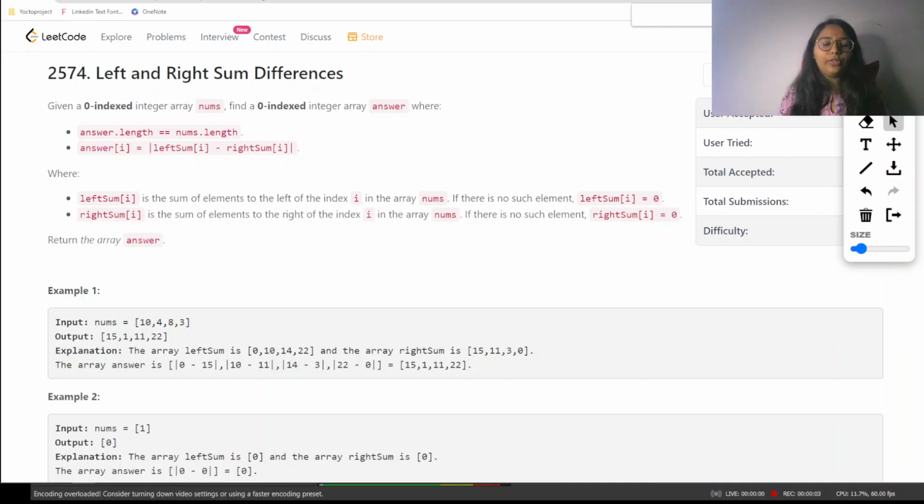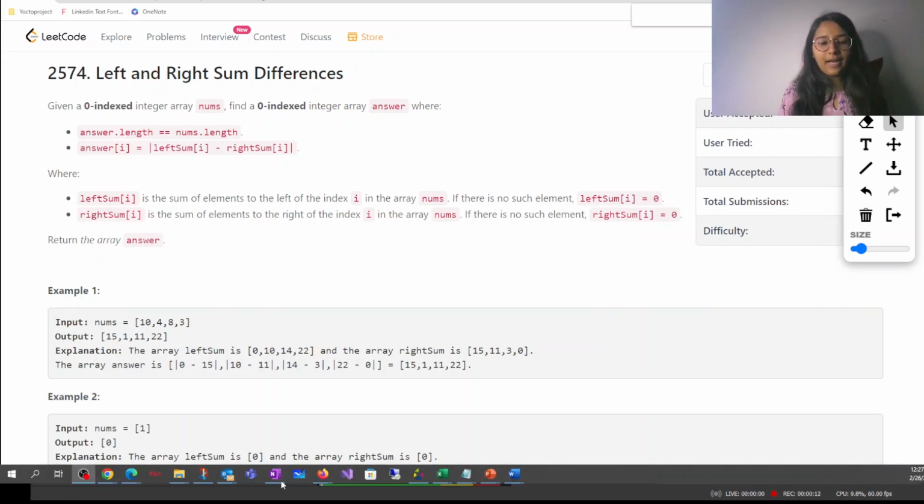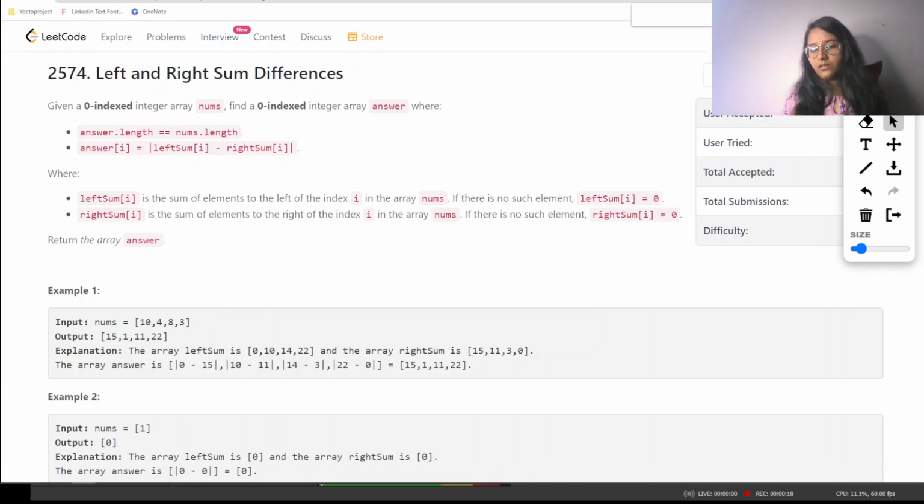So today we are going to do the LeetCode weekly challenge. First question, left and right sum difference. Let us first see this question, then the constraints, and then finally the coding part for the same. So let us first read this question.